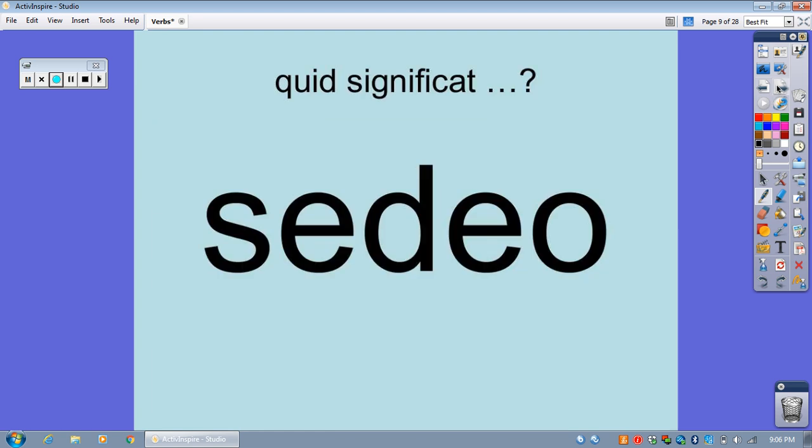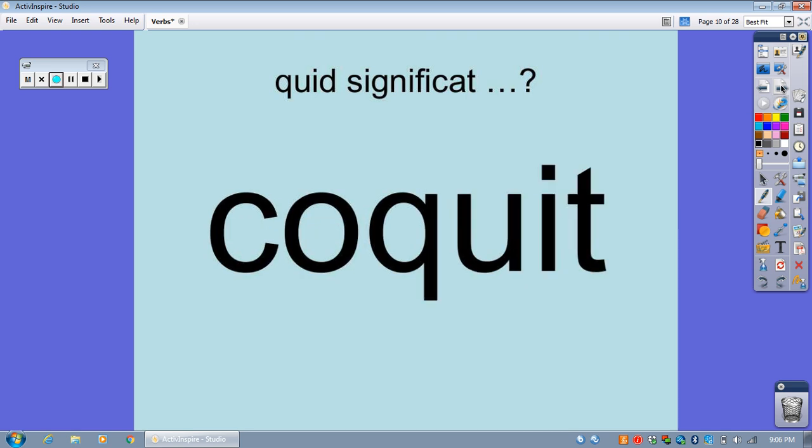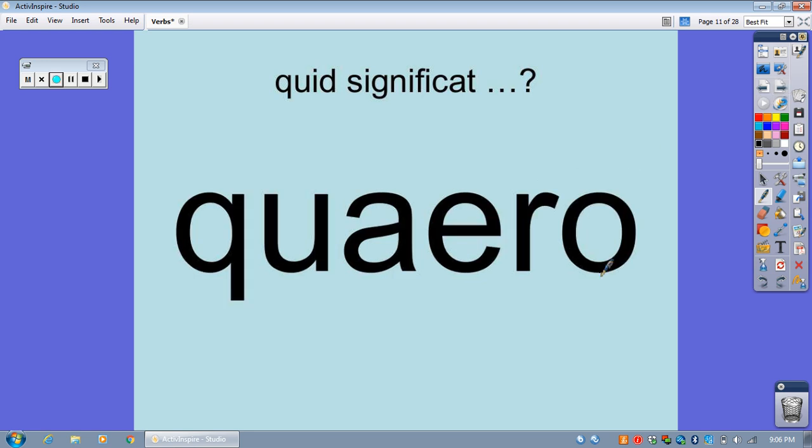Let's take a look at some others, translation-wise. So, how about sedeo? Ends in an O. Subject is, look back at what you just took. That would be I. So I sit. Coquit ends in a T. That would be he, she, or it. Cooks. Quaero ends in an O. That means I am searching for.